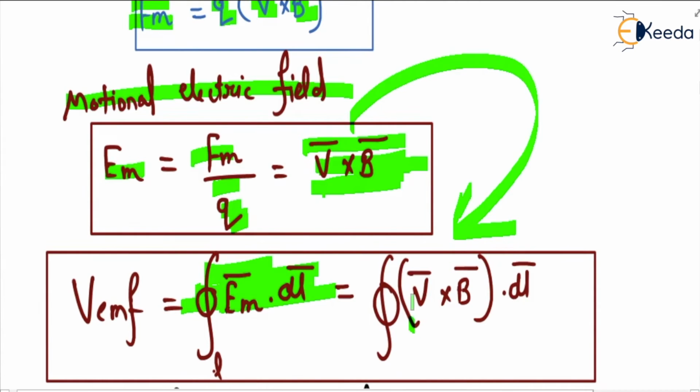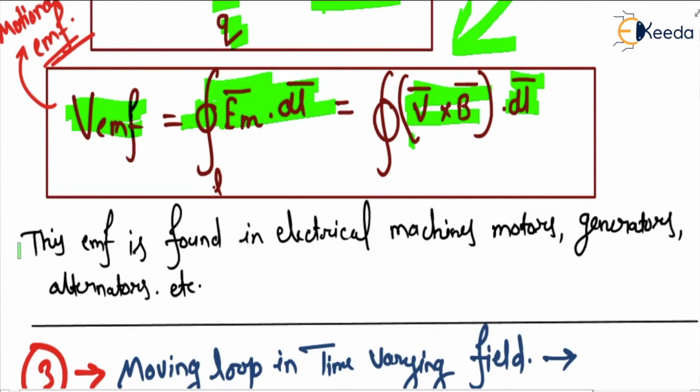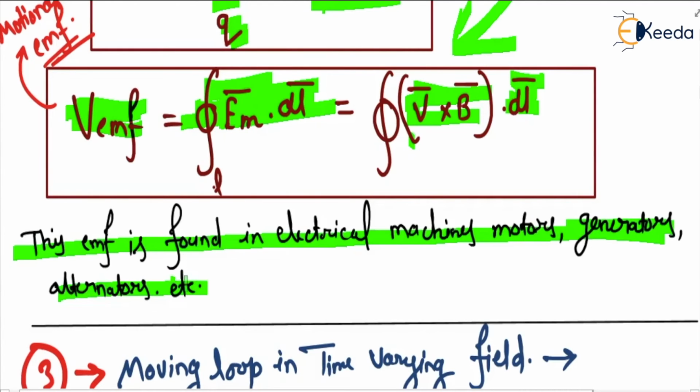So we will put here V cross B, so V cross B dot dl. So this is the EMF. This is also called motional EMF. And this kind of EMF is found in electrical machines, motors, generators, alternators, etc.